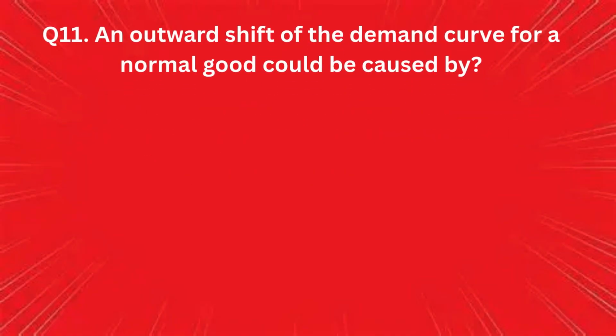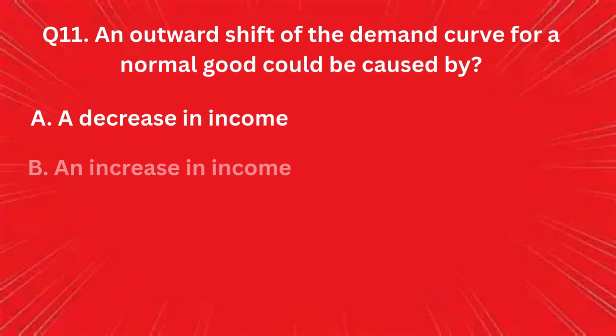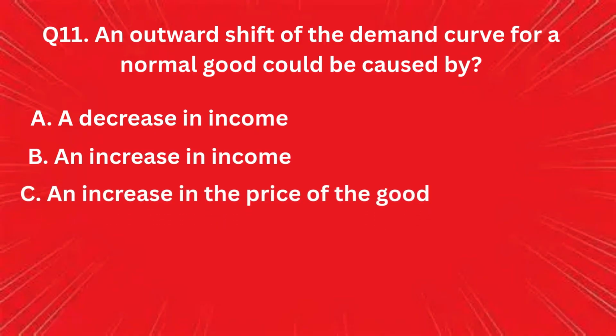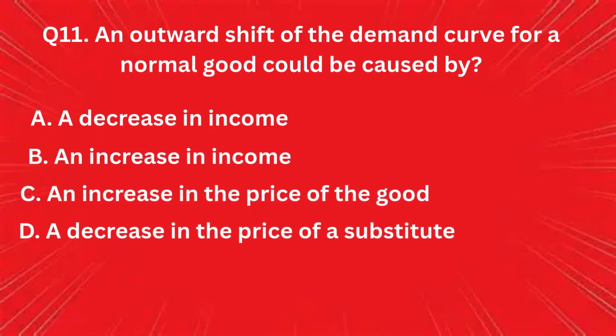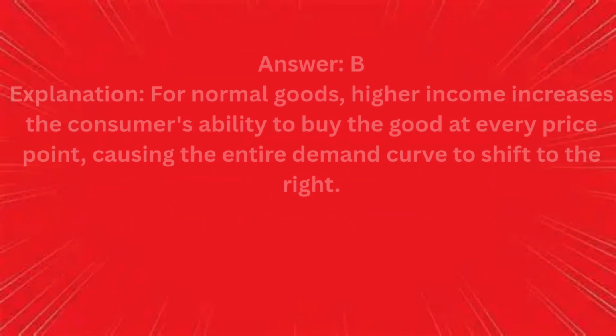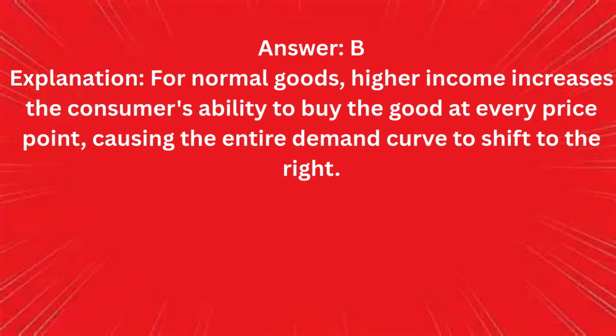11. An outward shift of the demand curve for a normal good could be caused by: A. Decrease in income. B. An increase in income. C. An increase in the price of the good. D. A decrease in the price of a substitute. Answer, B. Explanation: for normal goods, higher income increases the consumer's ability to buy the good at every price point, causing the entire demand curve to shift to the right.